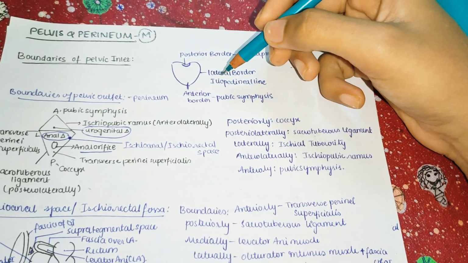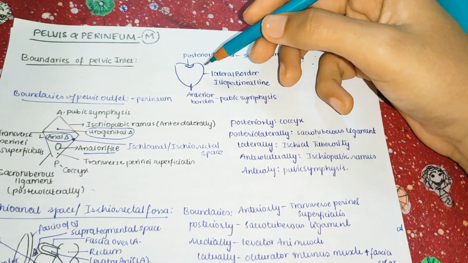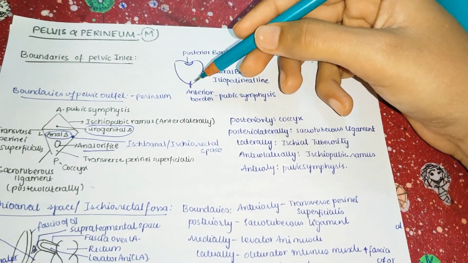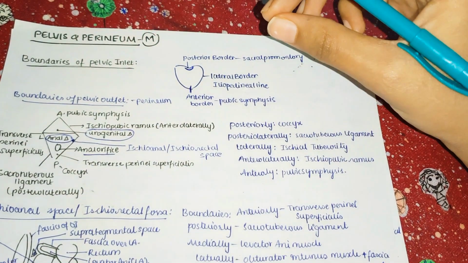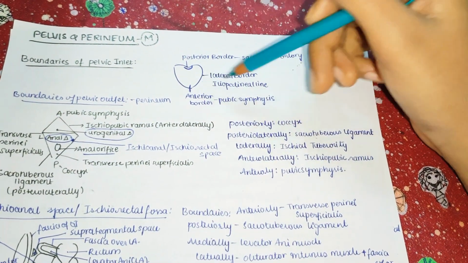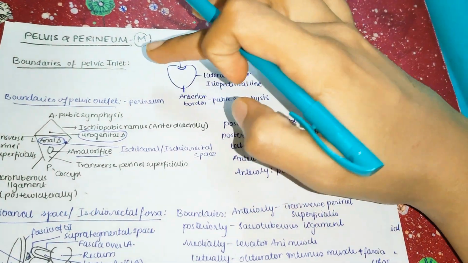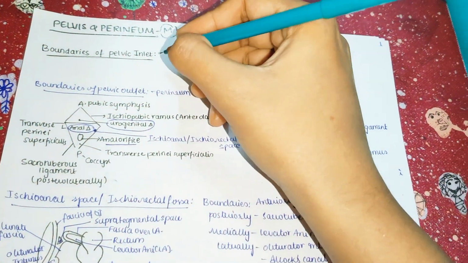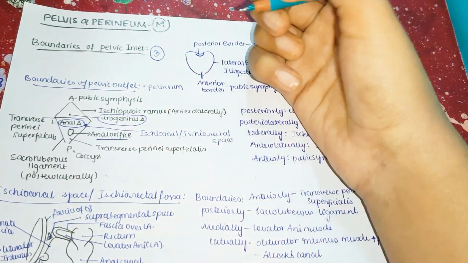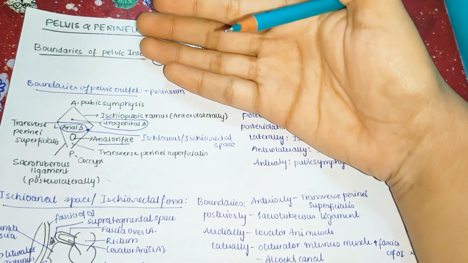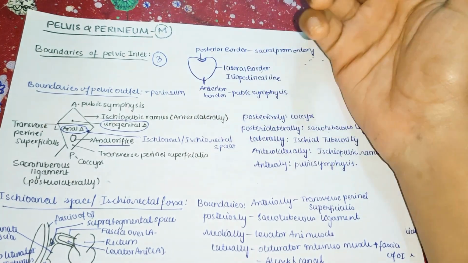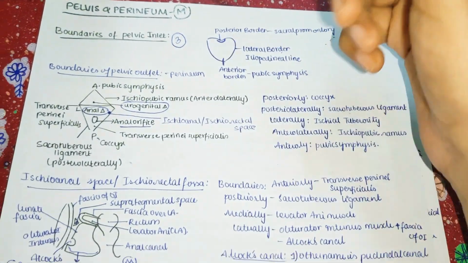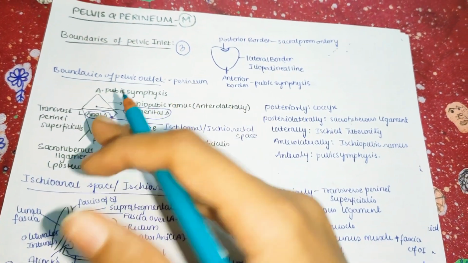line. So iliopectineal means from the ilium bone to the pectineal line, which is present on the pubis bone, right? So the iliopectineal line is the lateral border. No need to know about the medial border. So these are the three borders. Regarding the pelvic inlet, we need to remember the three borders: anteriorly pubic symphysis, posteriorly promontory of sacrum, laterally iliopectineal line. Now coming to the boundaries of the pelvic outlet.